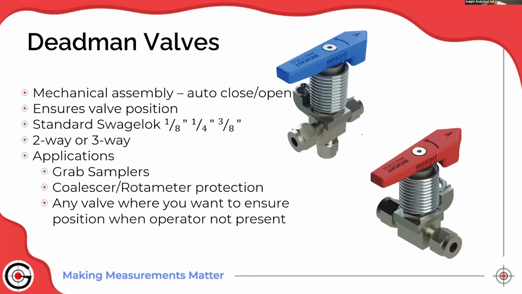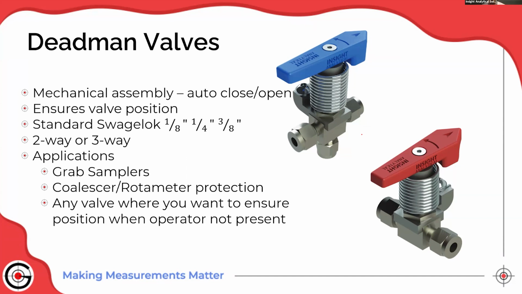Another small product that we make is really just a mechanical assembly that we can add on to two-way or three-way valves. And it's to make them a spring returner, what we refer to as a dead man's valve. So the idea is to use these in applications where you don't want the risk of somebody leaving the valve open. And when they do have to open the valve, they only need to open it for a short period of time.